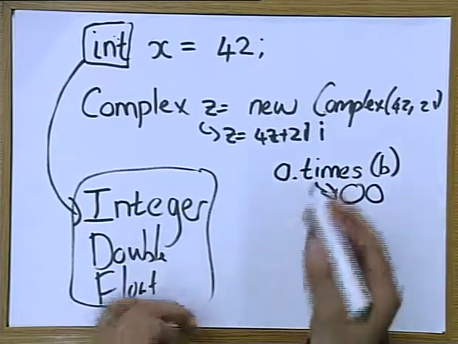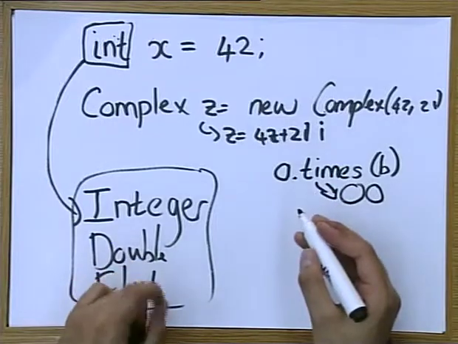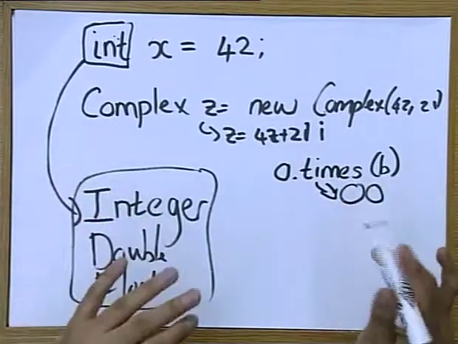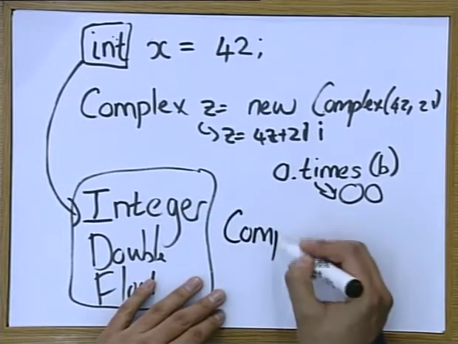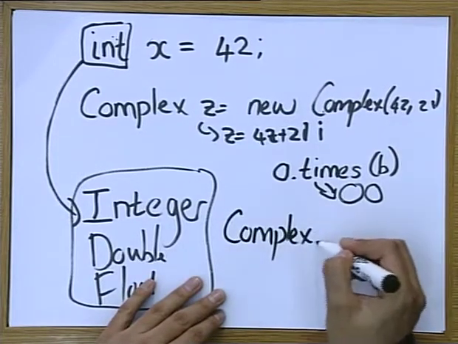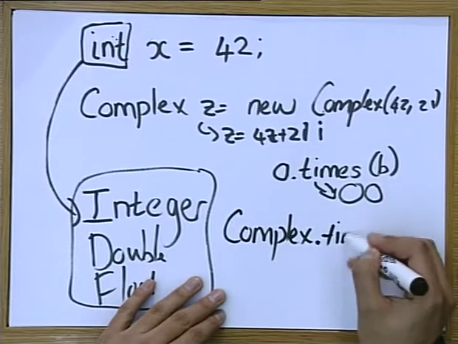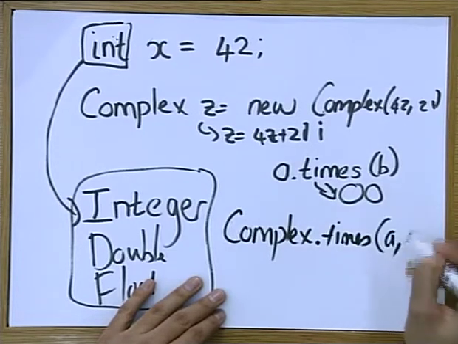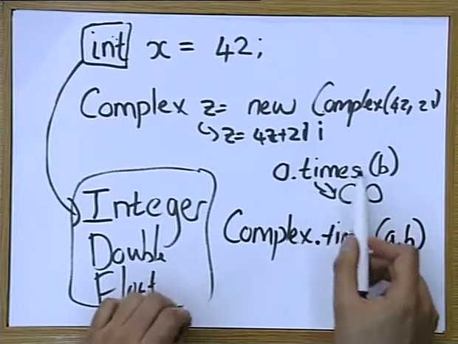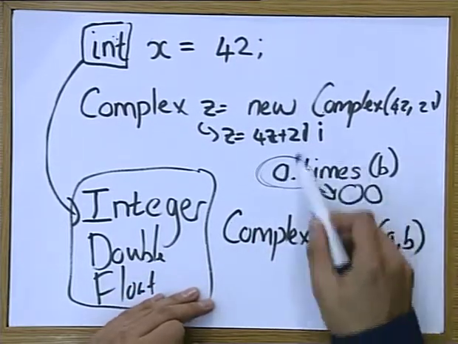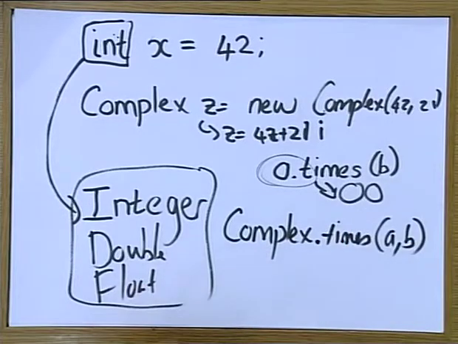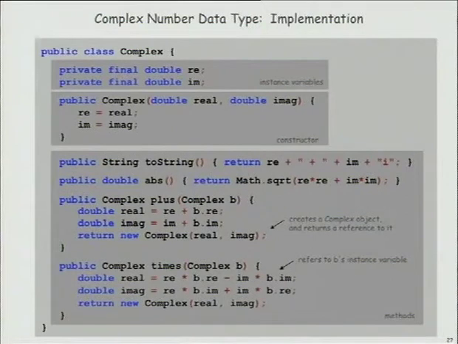You could also, two or three months ago, without the knowledge that you have now, have written something such as Complex dot times and then A and B. But what we do now is we say that A is a complex number and it will know how to multiply itself with another number B.